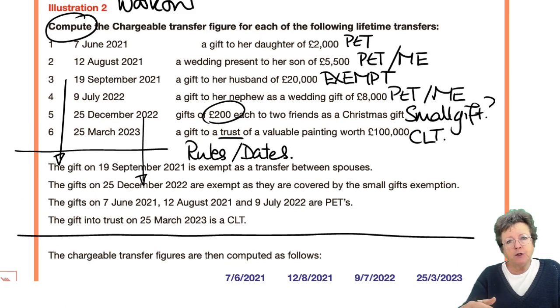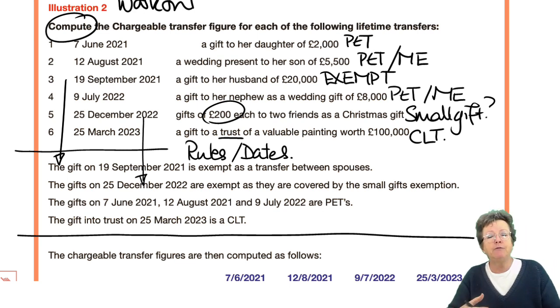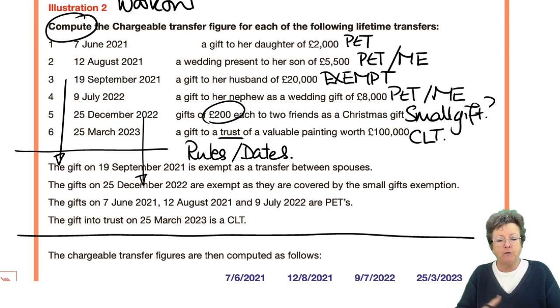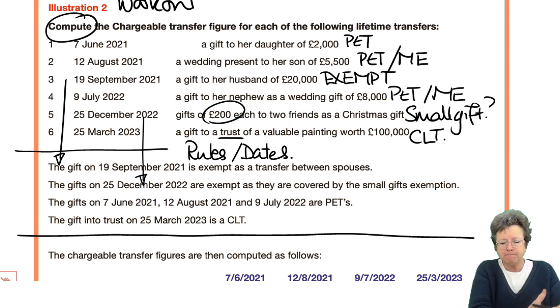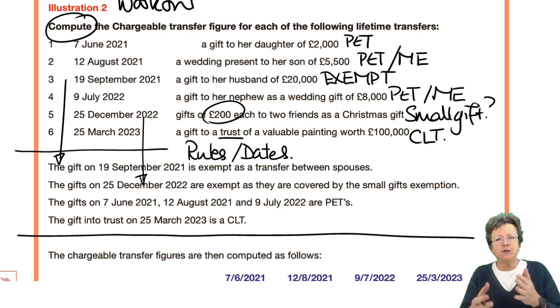Obviously, I've just made a note next to them, but if you can do that every time, just get into the habit of asking, what is this gift? Is it a PET? Is it exempt? Is it a CLT? It's the sort of thing you just get used to doing every time.